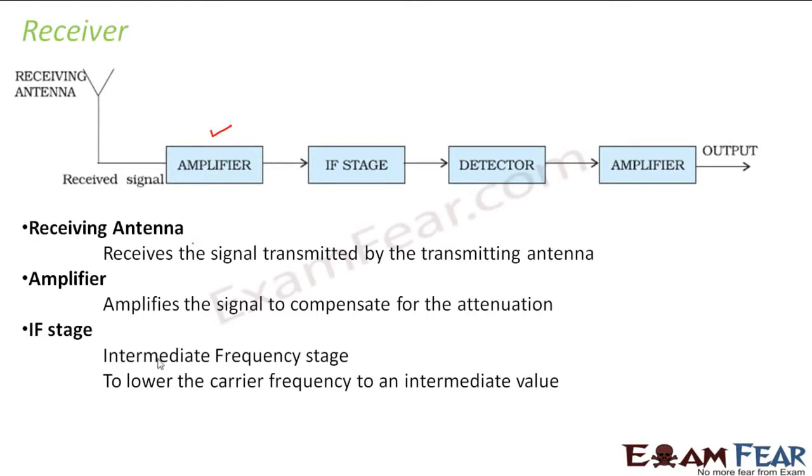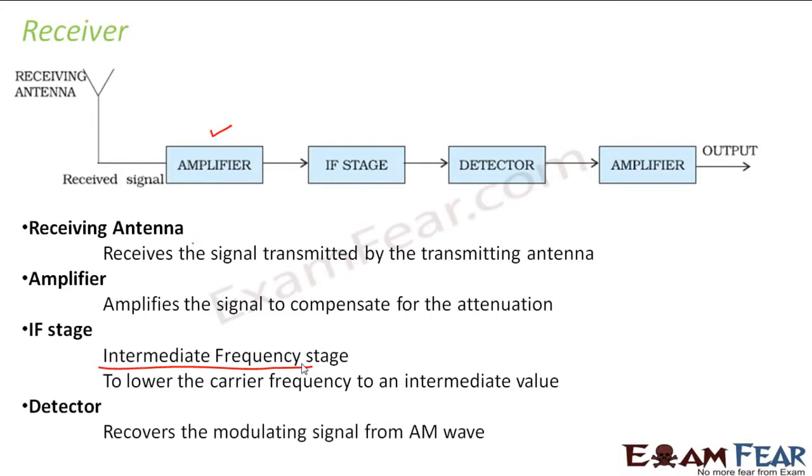The next is the intermediate frequency stage. So here let's see what it is. This frequency stage will lower the carrier frequency to an intermediate value. Now, the carrier waves were recognized by their high frequencies. But why did we need that high frequency? Because that high frequency helps in transmission. Now, once it has come to the receiver end, we do not need that high frequency, right? So this intermediate frequency stage will lower the frequency of the carrier wave to an intermediate value.